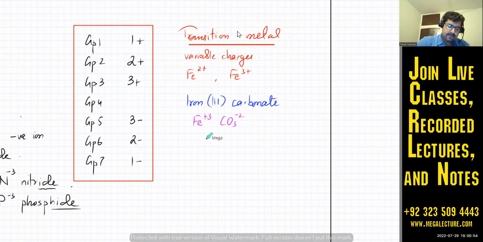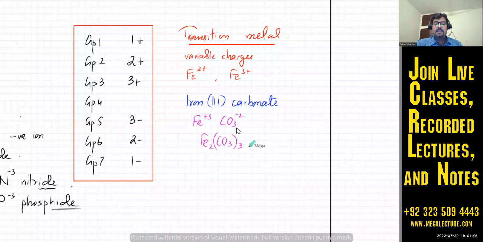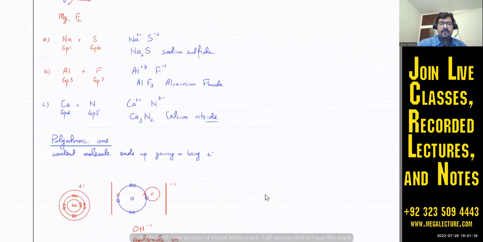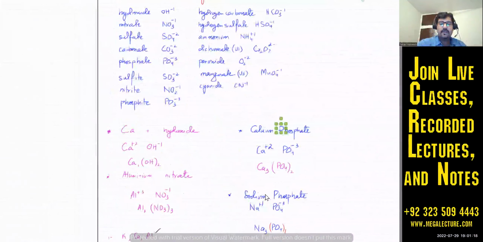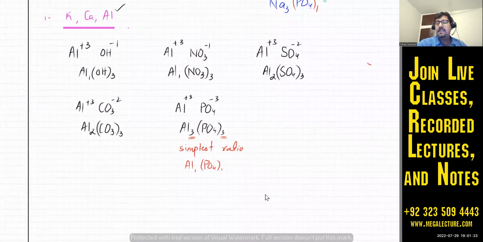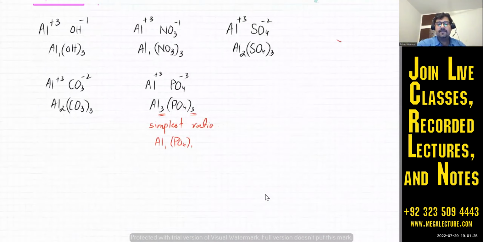If you do crisscross, Fe will be 2 and there'll be 3 CO3s. Make sure to put a bracket around it. You can't change the formula. CO3 is the ion, and there would be 3 of them. So you put CO3 in a bracket and then 3. This is how you figure out the formula of any ionic compound, if you remember the polyatomic ions.